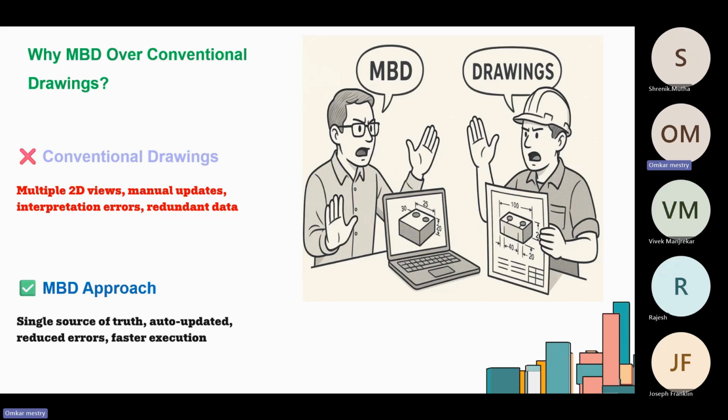So MBD just avoids that. MBD makes itself a single source of truth, with automated updates, reduced errors and faster execution. So once the changes have been made by the designer himself, the shop machinist directly gets the updated drawing, which he or she can make as per his or her need, right?